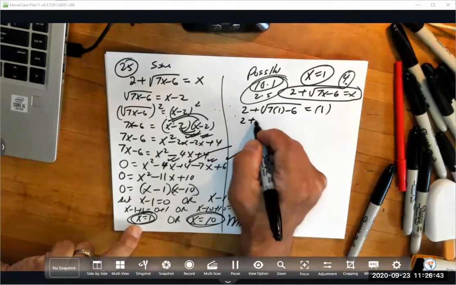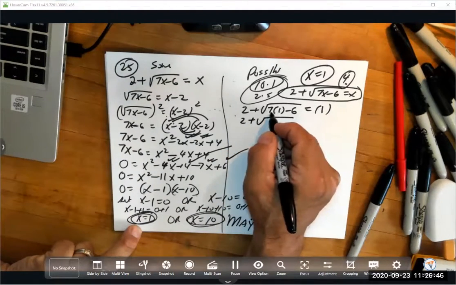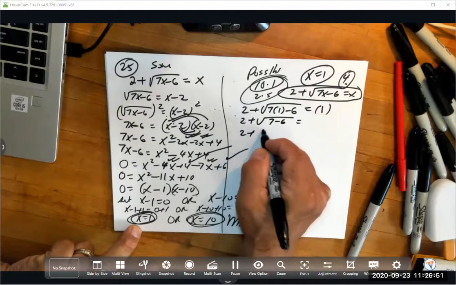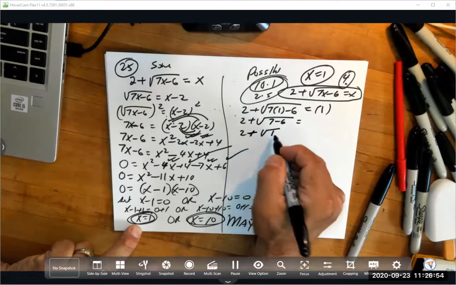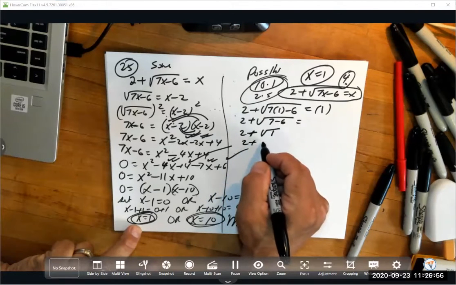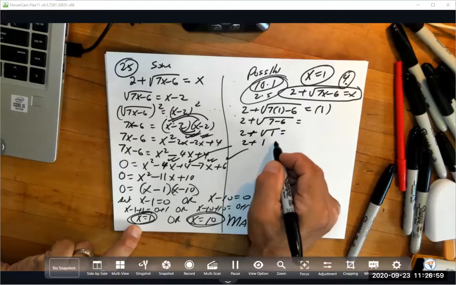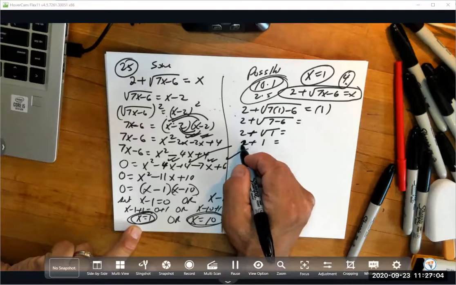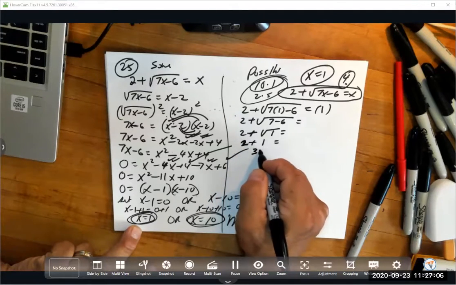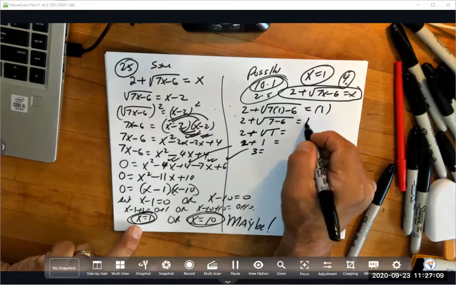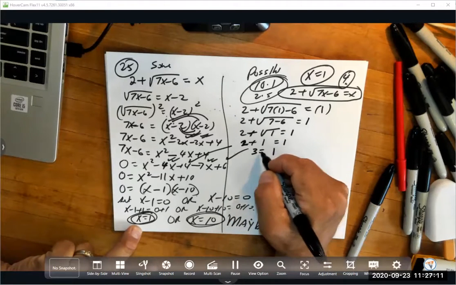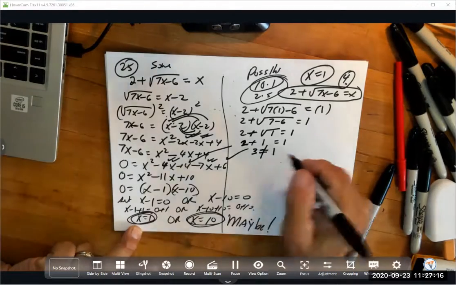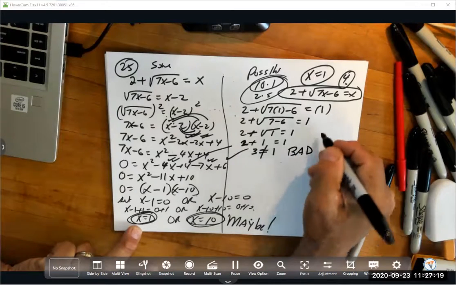Let's go. What's 7 times 1 in your calculator? 7. And what's 7 minus 6? 1. And what's the square root of 1? 1. And use your calculator, don't add these numbers in your head. 2 plus 1. 3. Good job. I'm glad you're using the machines. And I go, oh, man, I got 3 and I got 1. Oh, it doesn't match. Bad answer. That means that x equals 1 doesn't work.